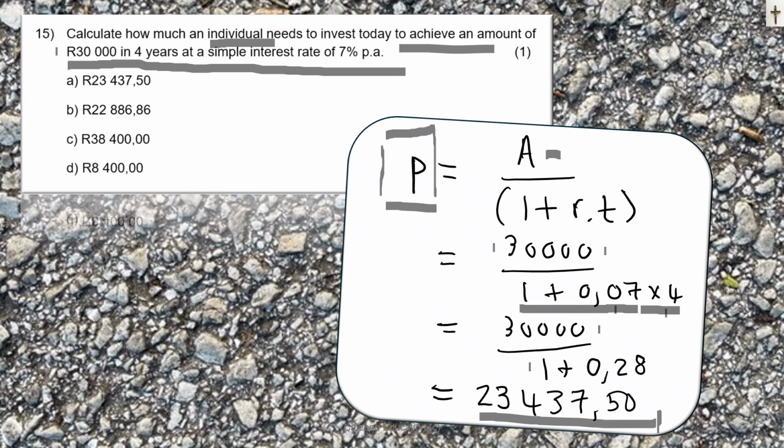How much needs to be invested today to get 30,000 in the future? Simple interest at 7%. And the answer is 23,437. Right, we get in there.